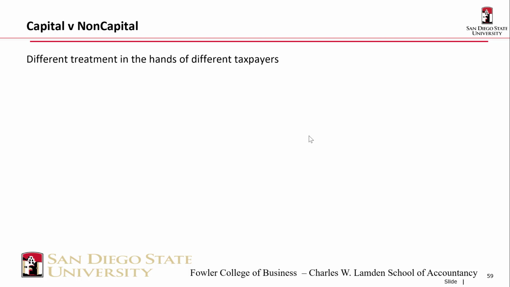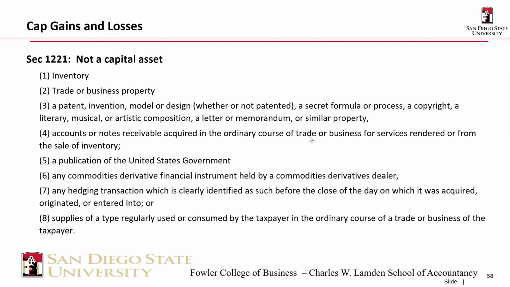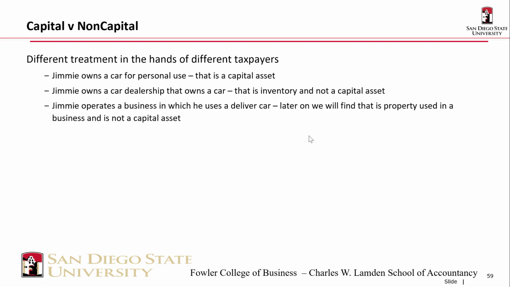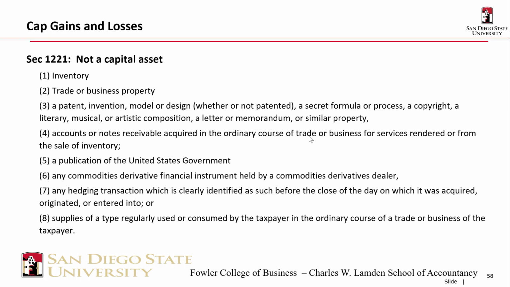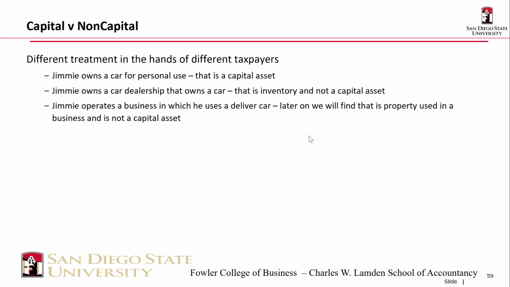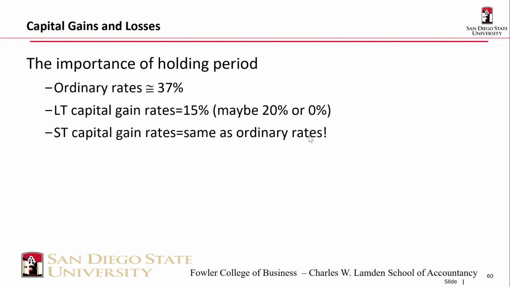And so this can be treated differently depending on how the taxpayer uses it. So if Jimmy owns a car for personal use, that's a capital asset, believe it or not, right? He may not be able to deduct the loss, but that is a capital asset. It's not on the not a capital asset list. If Jimmy owns a car dealership that owns a car, well, now that's inventory, and that makes that not a capital asset. And if Jimmy operates a business in which he uses a delivery car, well, that's property used in a trade or business, and that is not a capital asset, right? So inventory, trade or business property, numbers 1 and 2 on the not a capital asset list. So even though the asset is a car, its use generates a different character.